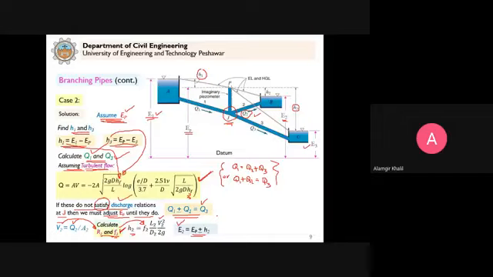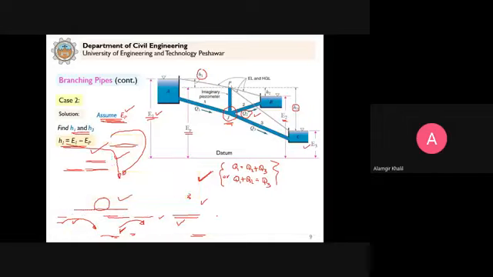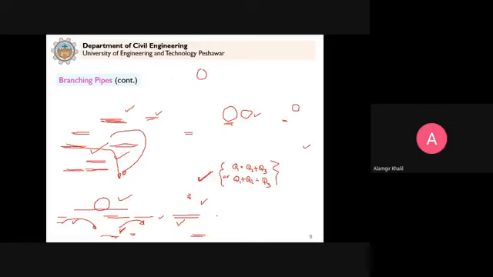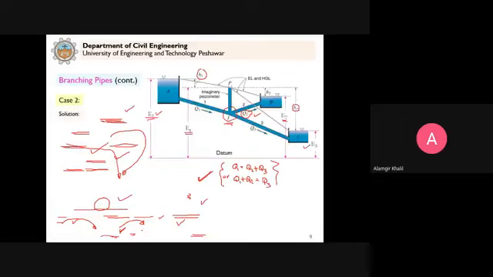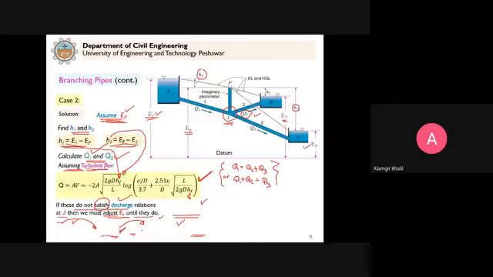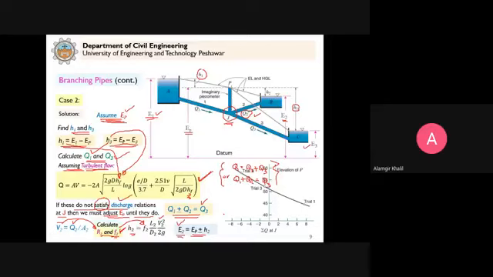So what was required in this case? If I go back to the problem, this was required to calculate E2, the elevation of the water surface in reservoir B. So these are the steps by which you will proceed to calculate E2. This is what was required. Clear? Now in this case, as I said, essentially we have a trial and error procedure.